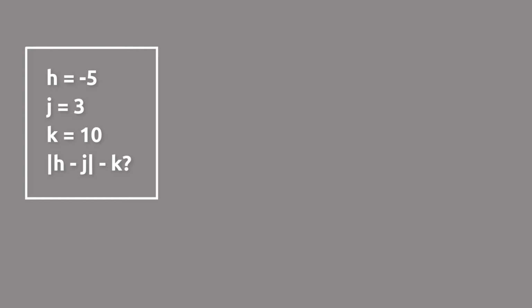So we're given that h equals -5, j equals 3, and k equals 10, and we're asked to find the absolute value of h minus j minus k. So we'll go ahead and write out again our actual expression. We're looking for the absolute value of h minus j minus k. So we just substitute into this the values that we are given.